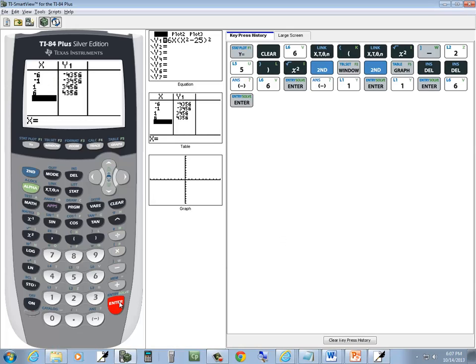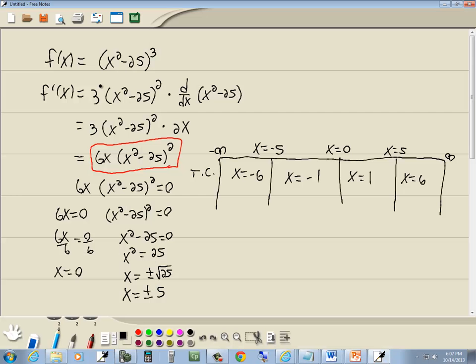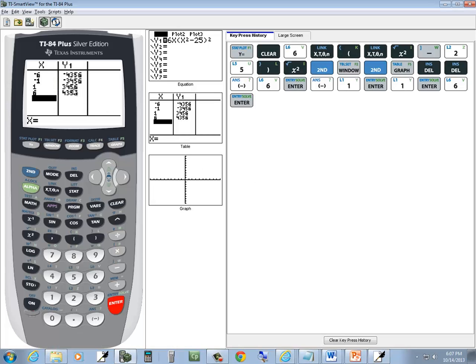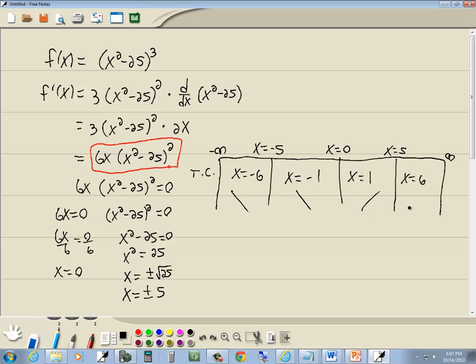Enter. Okay. Negative 6 gives us a negative number. Negative 1 gives us a negative number, so both of these are decreasing. 1 and 6 both give us positive numbers, so these are increasing. Now our extrema occurs where it changes from increasing to decreasing or vice versa. Well, here it's decreasing and changes to increasing, so this is going to be a min. So it's going to be at 0.